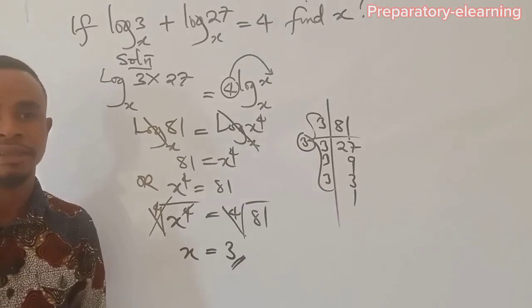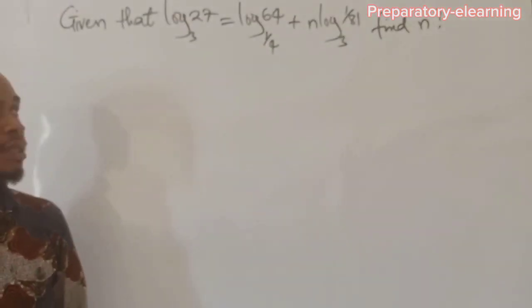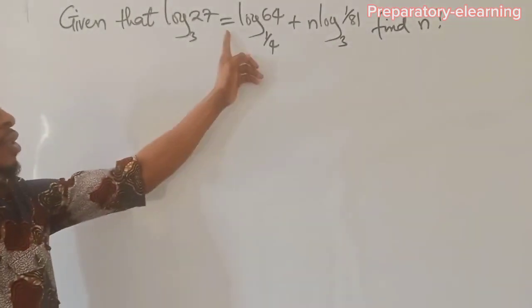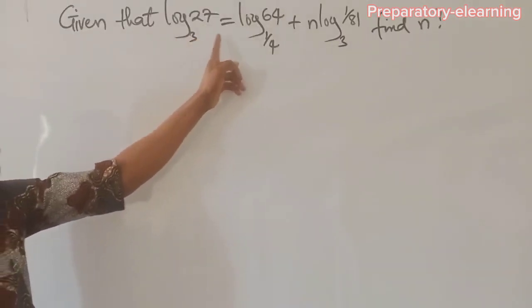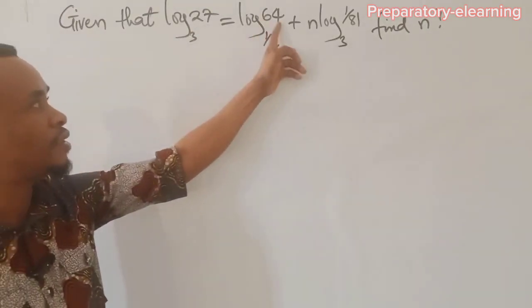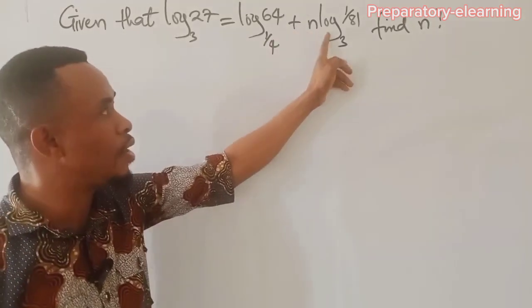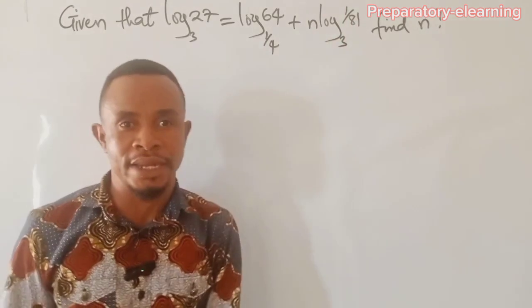We now move to another question. Okay, we have another past question there to solve, still on the equations of logarithm. Because of this equal to sign, this is an equation. The question says, given that log 27 base 3 is equal to log 64 base 1 over 4 plus n log 1 over 81 base 3, we have to find n.